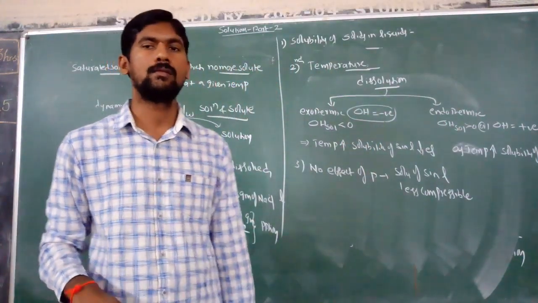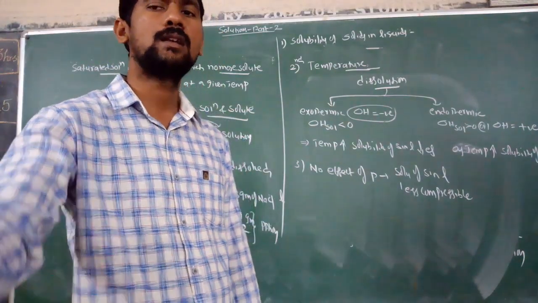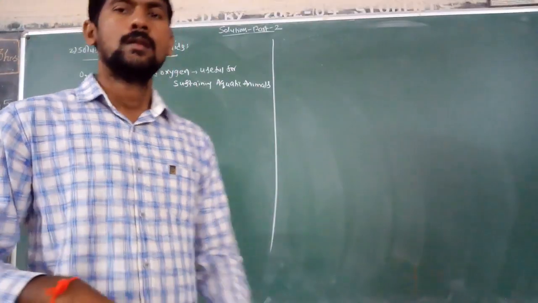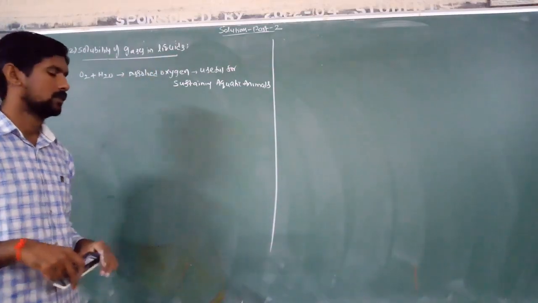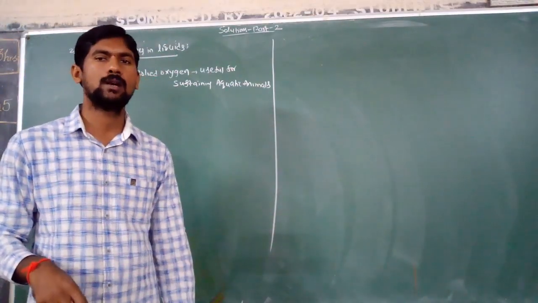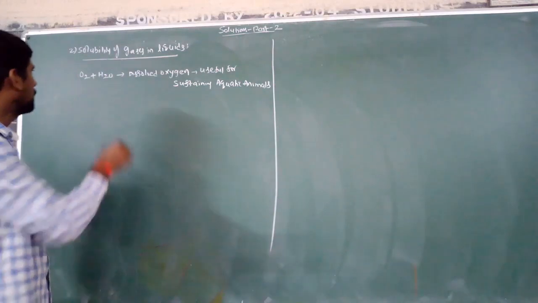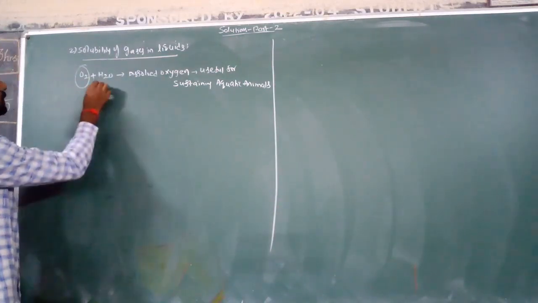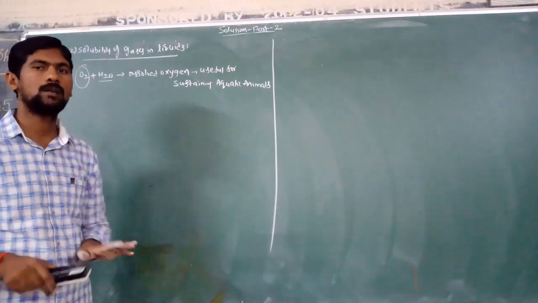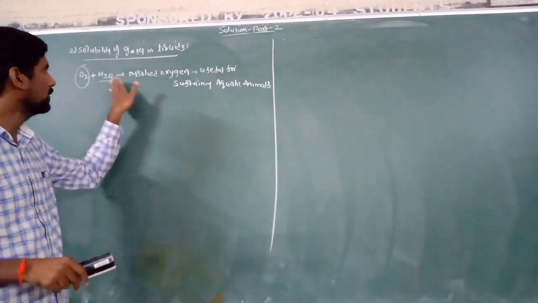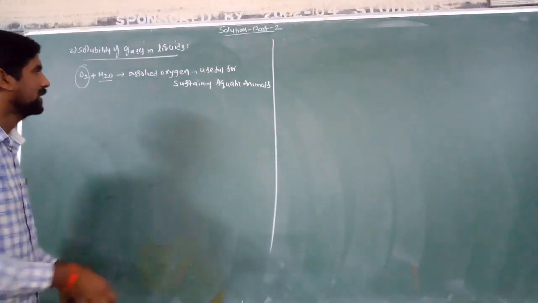Solids and liquids are very less compressible, therefore there is no effect of pressure on solubility of solids. Now coming to the second system, solubility of gases in liquids. Most gases are soluble in suitable solvents. For example, oxygen is soluble in water, we get dissolved oxygen. Oxygen is only partially soluble in water, yet this dissolved oxygen is useful for sustaining aquatic animals.